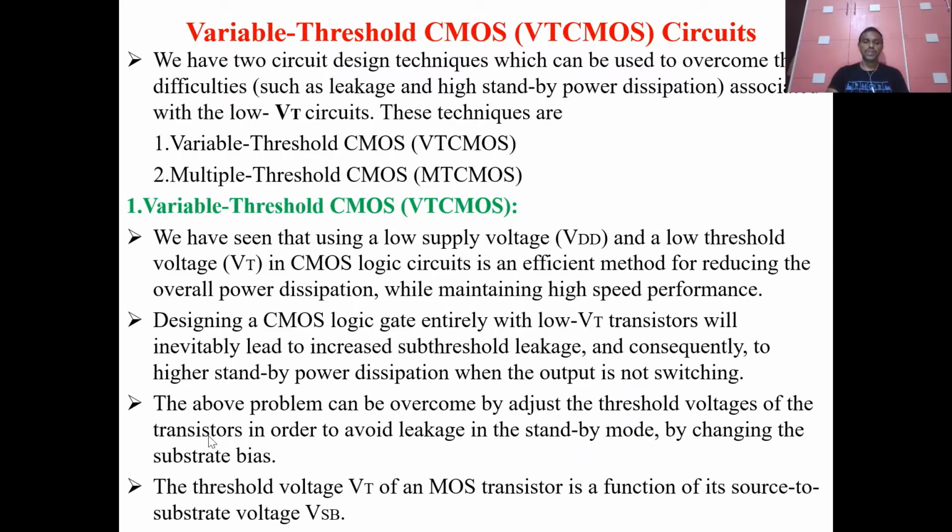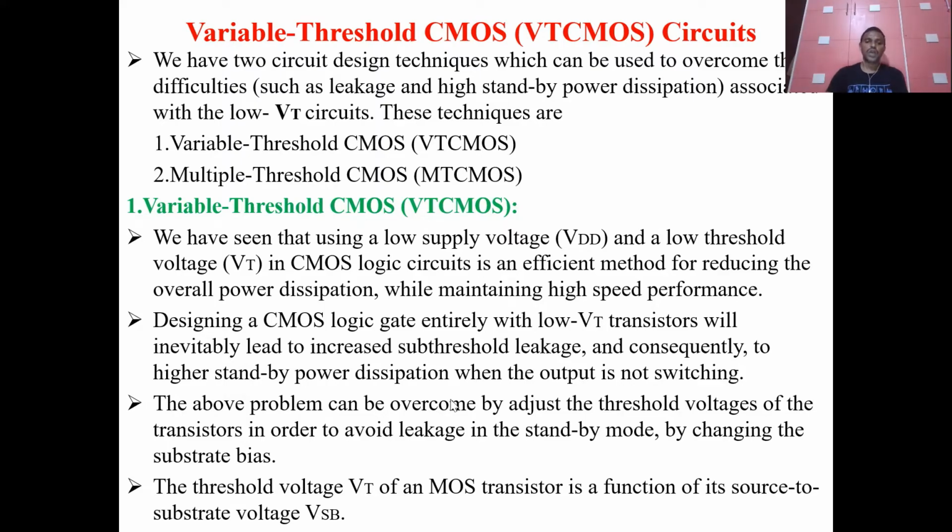So if you change the substrate bias, that automatically changes the threshold voltage. As the substrate bias increases, the threshold voltage also increases. As the substrate bias decreases, the threshold voltage goes to its normal value, that is, we can make use of VSB equal to 0, or we can also set that value as required.